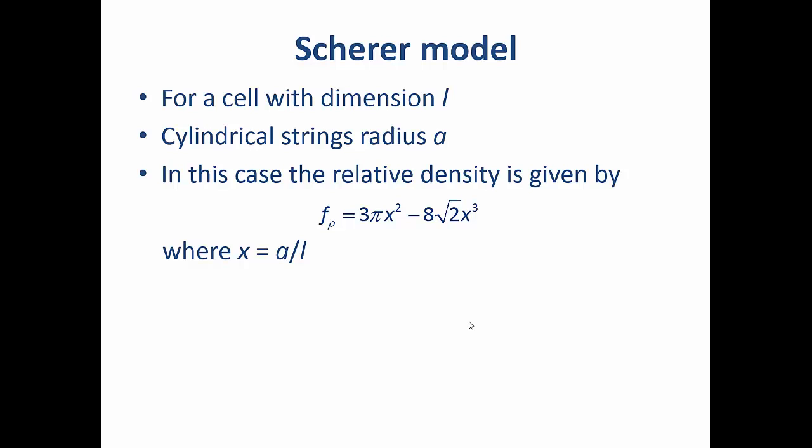And in particular, if you take the cell as having dimension L and the cylindrical strings as having radius A, then you can show that the relative density is given by 3 pi x squared minus 8 times root 2 x cubed, where x is the ratio of the radius of the string to the side of the cell, so effectively the distance between intersections of the strings.